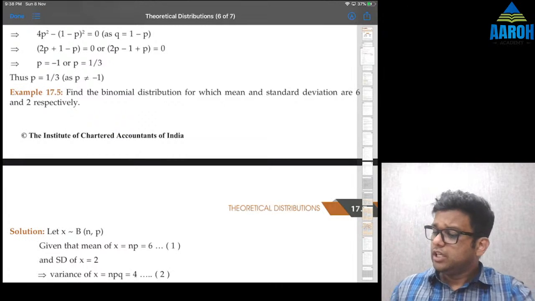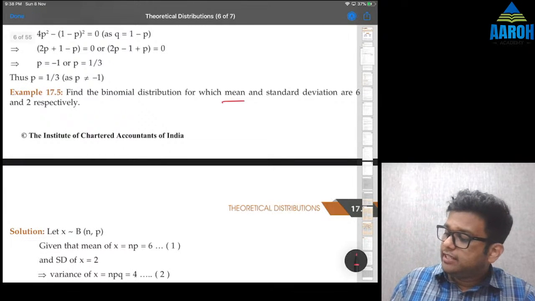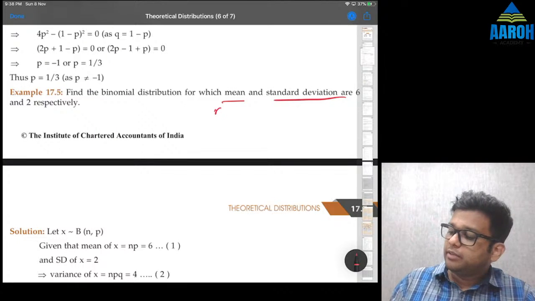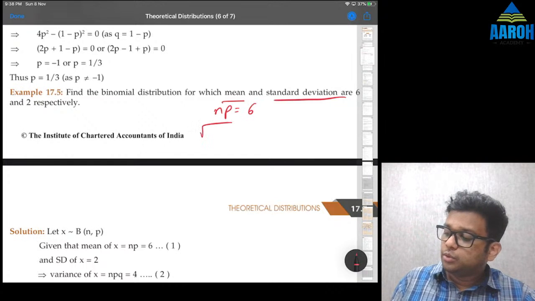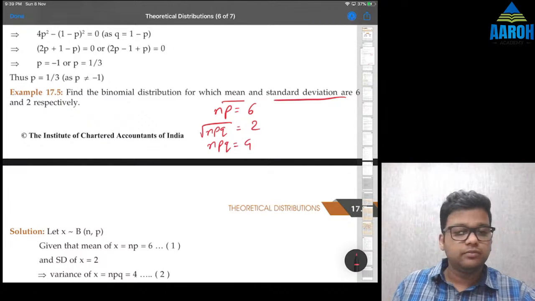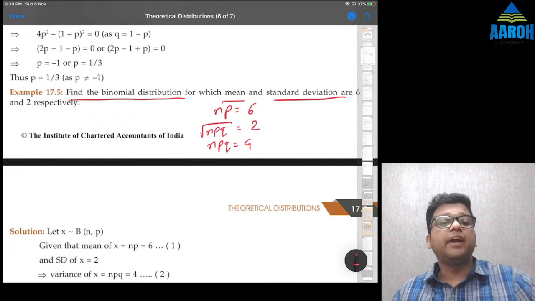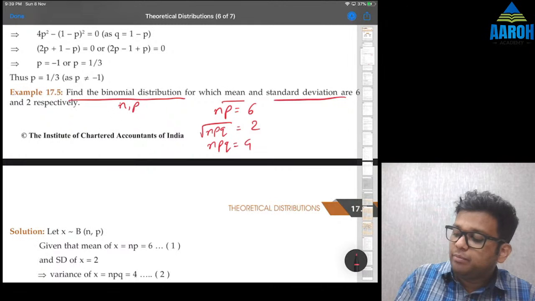17.5, let's read. Find binomial distribution for which mean and SD are 6 and 2 respectively. How to solve this? Mean is np, which is given as 6. SD is root npq because variance is npq, right? That is given as 2. That means npq is 4. Find the binomial distribution means we have to find n and p for this.